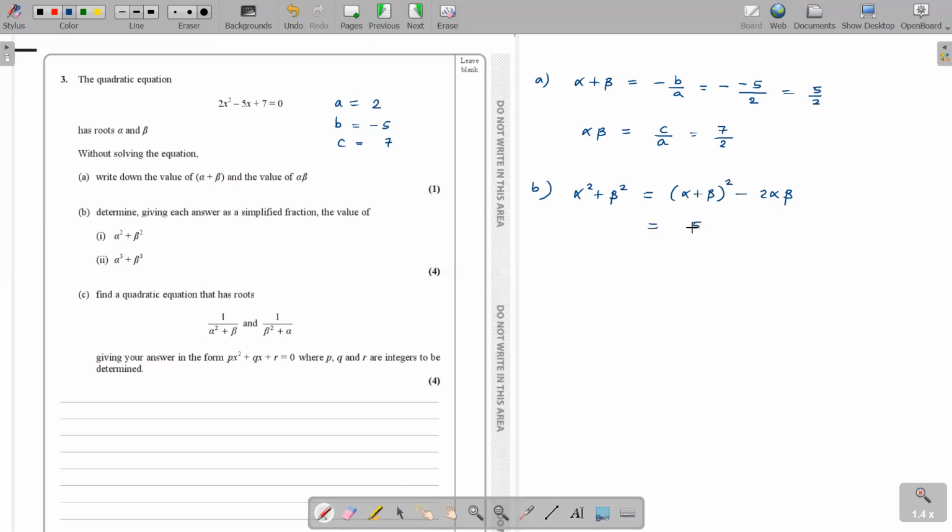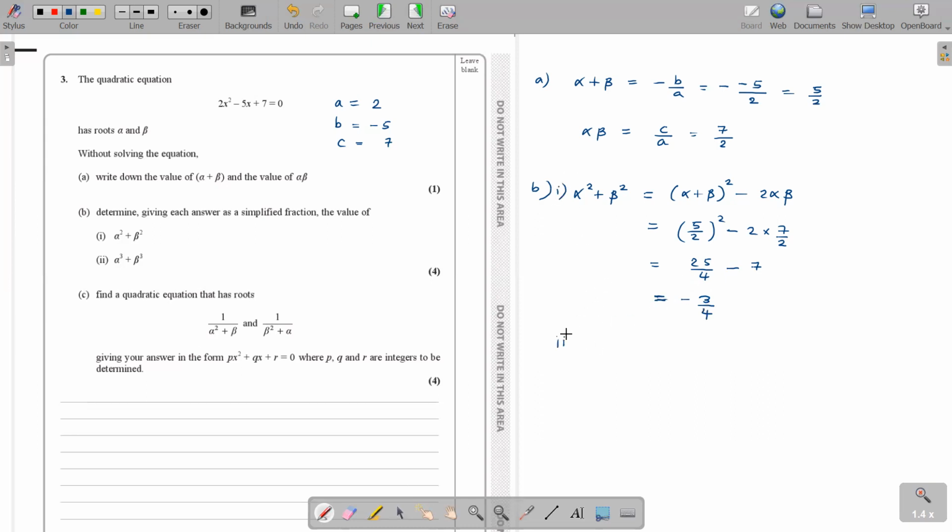Alpha plus beta is 5 over 2 whole thing square minus 2 times alpha beta is 7 over 2. How much is the answer? 25 over 4 minus 2 into 7 over 2 is 7. How much is the answer? Minus 0.75, which means minus 3 over 4. Minus 3 over 4. So this is Roman number 1.